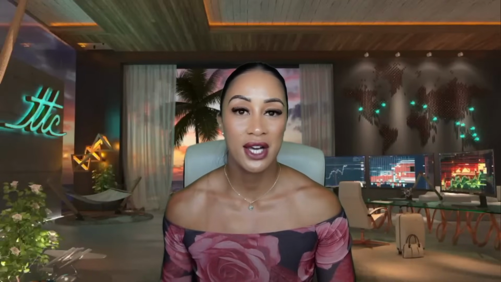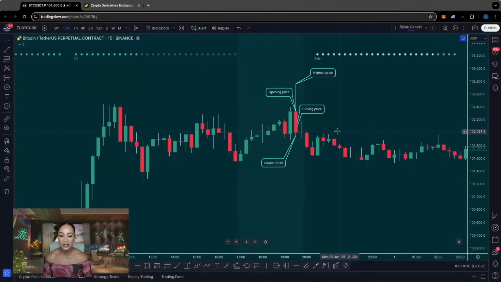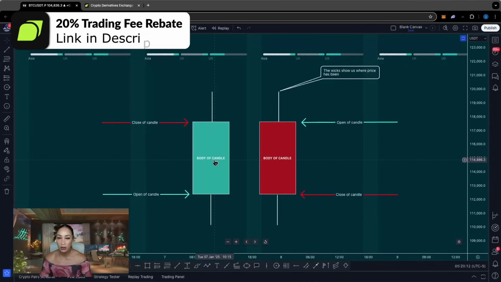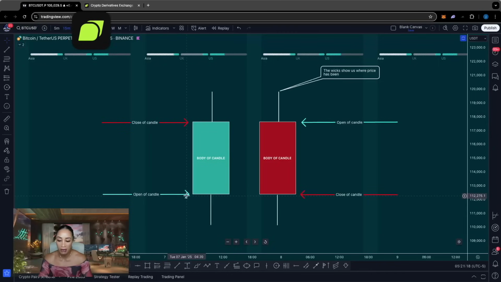A candlestick chart is similar to a bar chart, but displayed as candlesticks with wicks and bodies. The coloured part of the candle is what we call the body. If the candle is green, then the bottom of the body represents the opening price of the candle, and the top of the body represents the closing price of the candle. If the body is red, then the open price of the candle is the top of the body, and the bottom of the body is the close price of this particular candle.